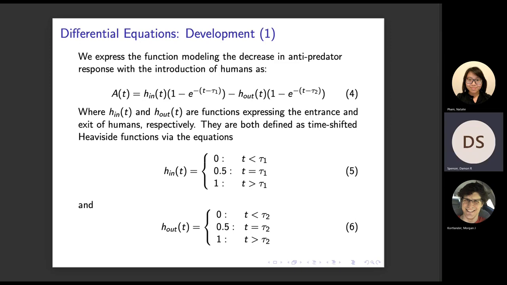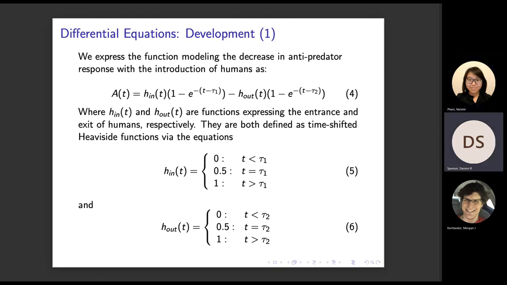Hello, my name is Damon Spencer. I'll talk about the development of the model. We express the function modeling the decrease in the anti-predator response with the introduction of humans as A of t. A of t increases as the humans enter and decreases as the humans exit.